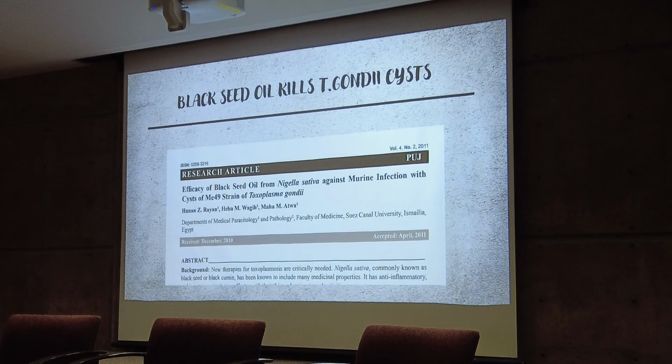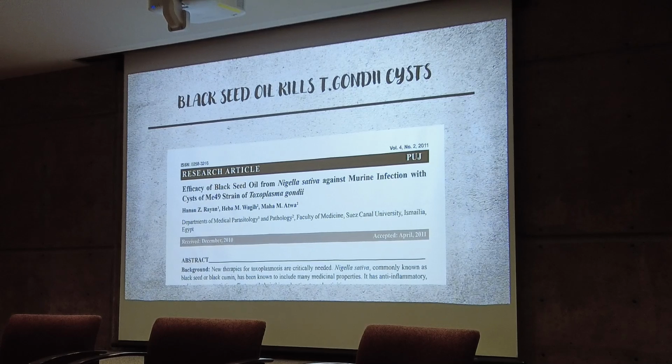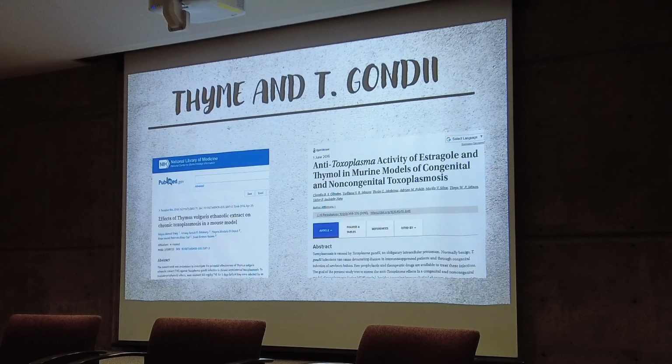Now, this is an article talking about black seed oil killing T. gondii cysts. Now, you're not going to find anything that shows that it kills T. gondii cysts other than this right here. It's pretty amazing. And then this is thyme and T. gondii. Now, this is T. gondii infection or toxoplasmosis.